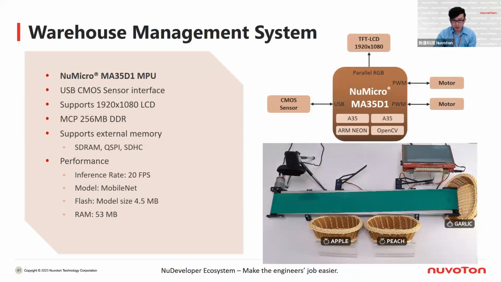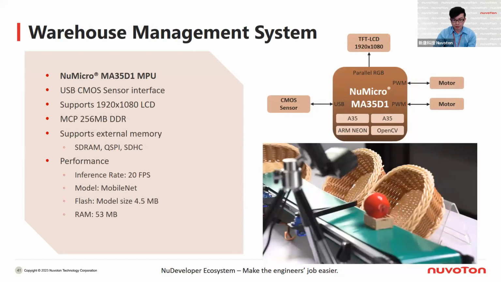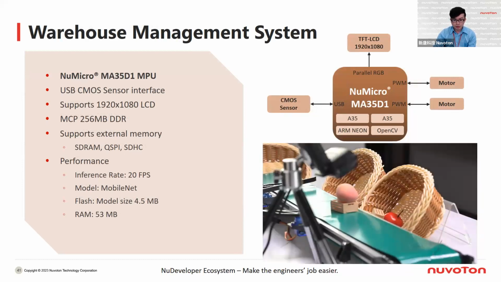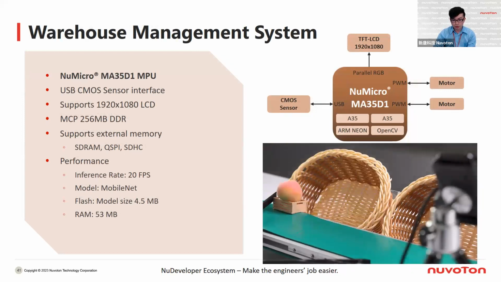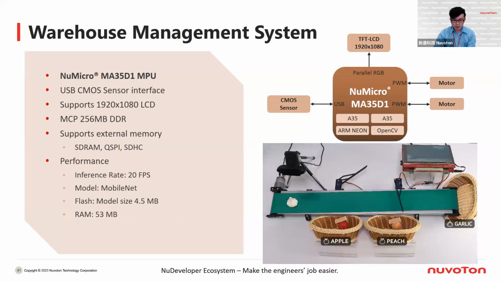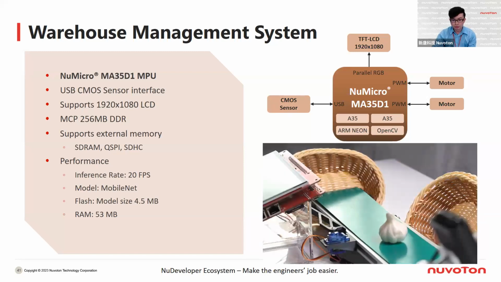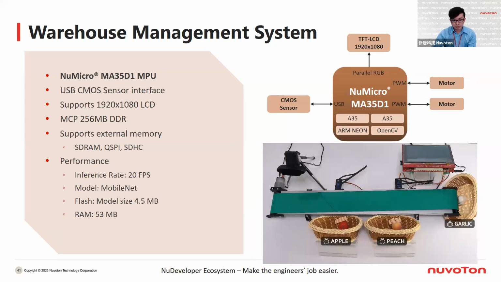In this slide, we have an example of a warehouse management system created using the A35D1 NPU. As shown in the video on the right, it automates the sorting of different products. It uses a USB camera to capture images and displays the result on the TFT LCD screen. The system achieves a performance of up to 20 frames per second. The model uses MobileNet with a model size of 4.5 megabytes, and the RAM is 53 megabytes.